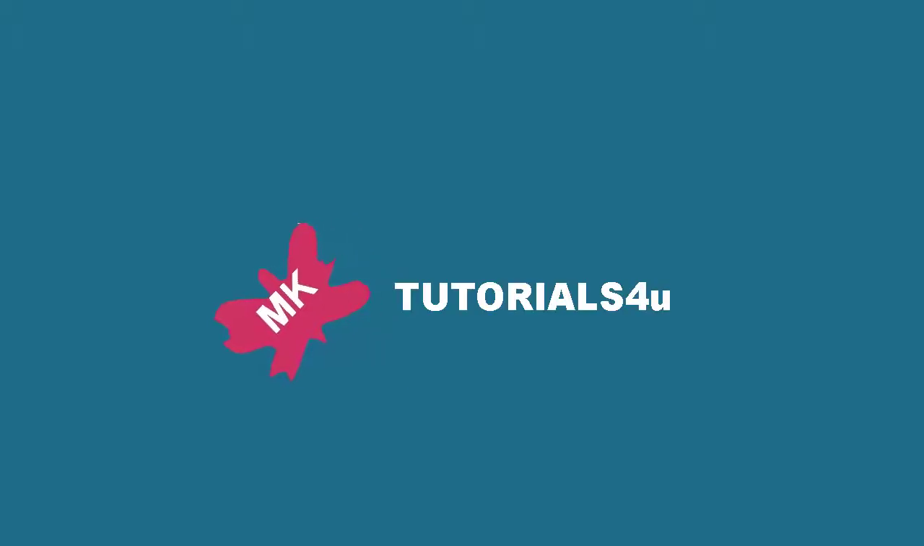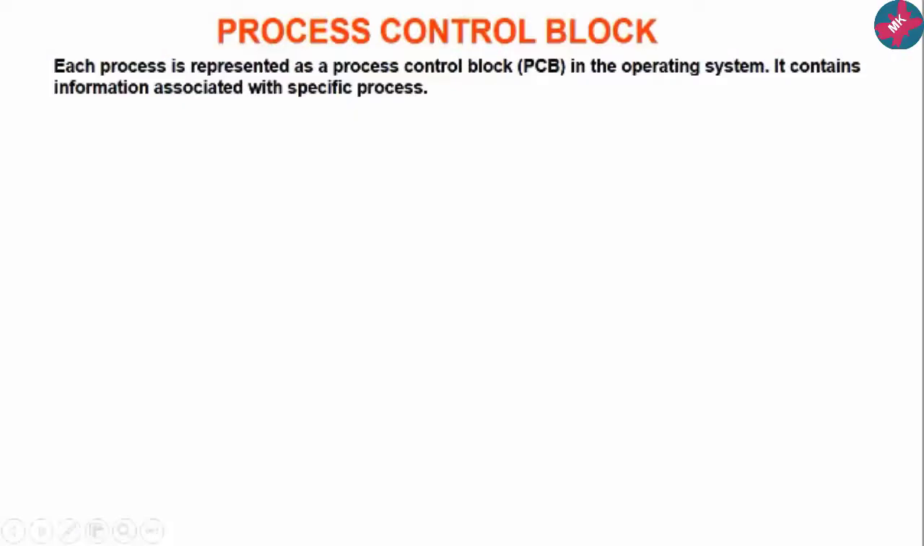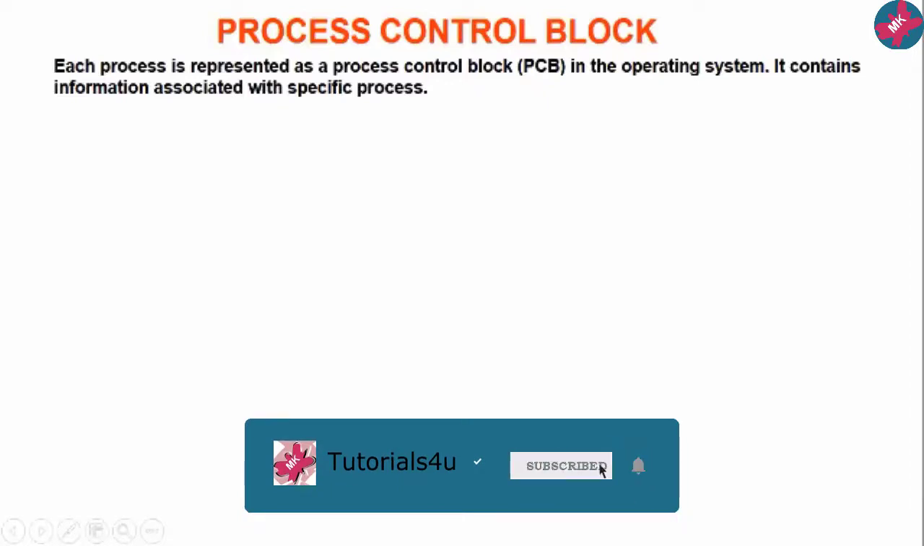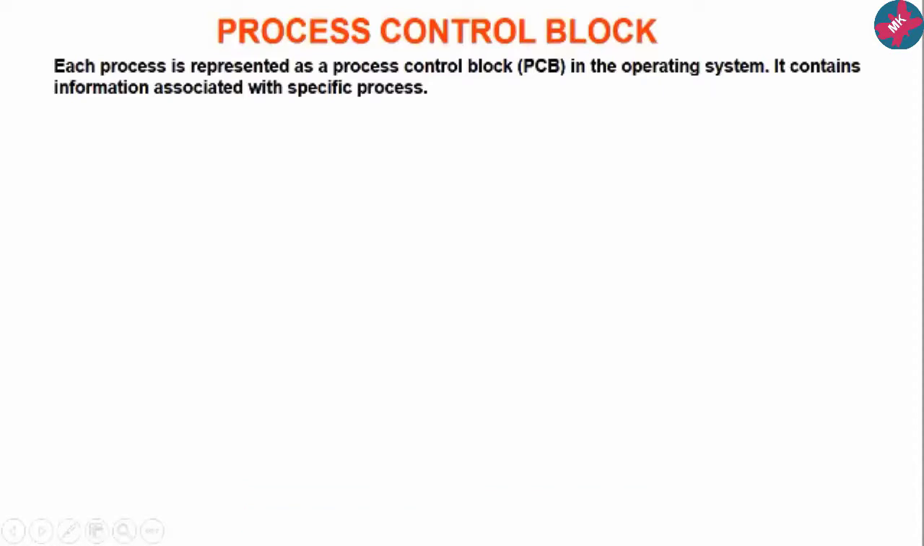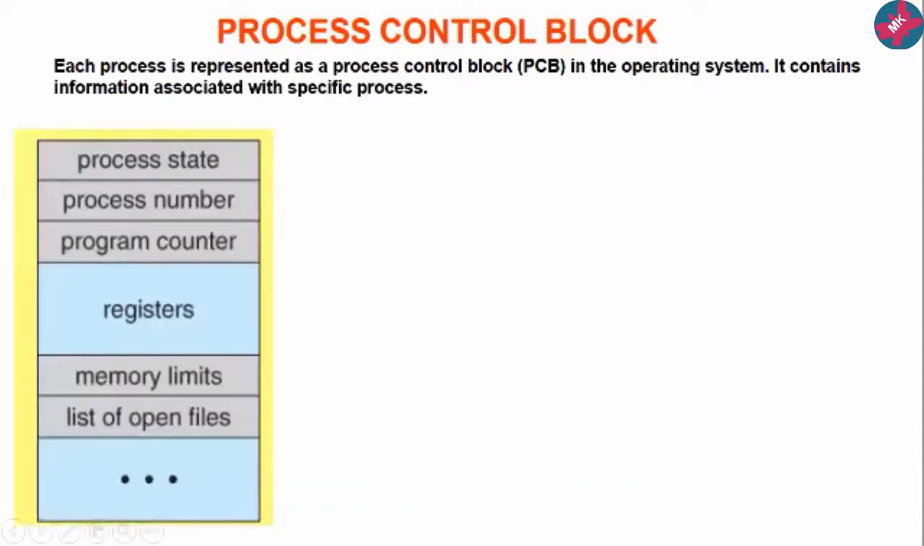So let us begin. Each process is represented as a process control block in the operating system. It contains information associated with a specific process. It will store different kinds of information related to a particular process in this process control block. You could say it is nothing but a record kept by the operating system.